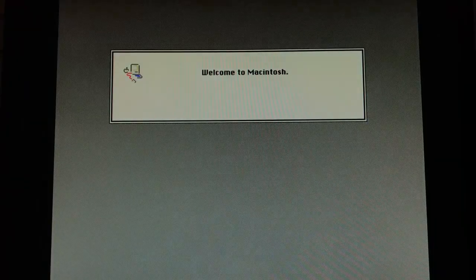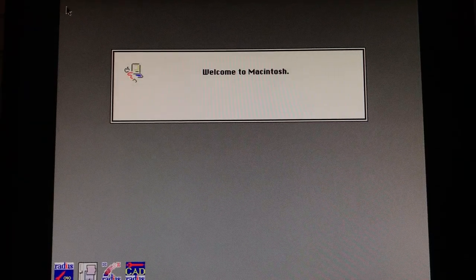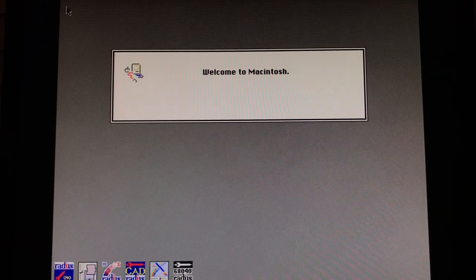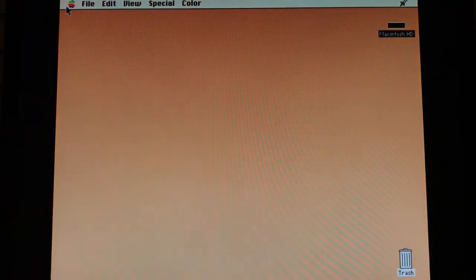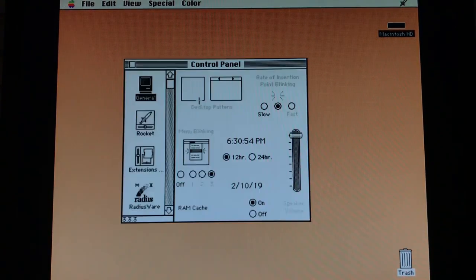That is a really high-pitched startup chime. The system is now running off of the 68040. Nice, fast startup. Let's take a look at the software that comes with the Rocket.